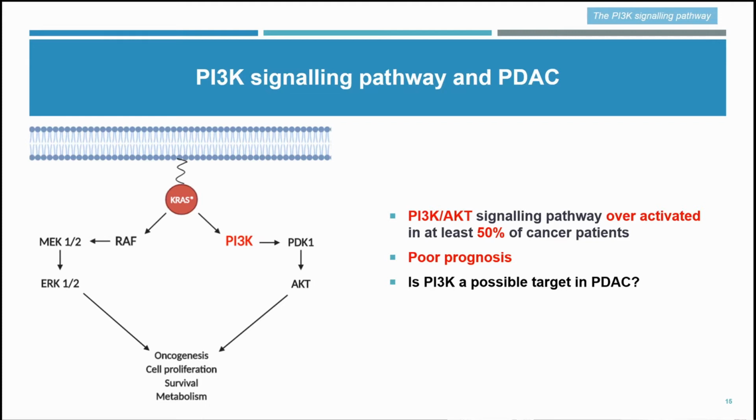As I mentioned before, KRAS is a major event in pancreatic cancer. Oncogenic KRAS affects two different pathways, the MAP kinase pathway and the PI3K-AKT pathway. The PI3K-AKT pathway is overactivated in at least 50% of cancer patients, and particularly in pancreatic cancer, it denotes a really poor prognosis. Before I ponder on the possible targeting of PI3K in pancreatic cancer, I will explain what PI3Ks are.